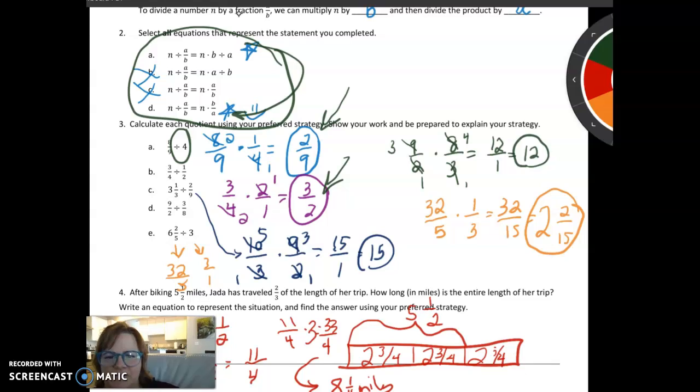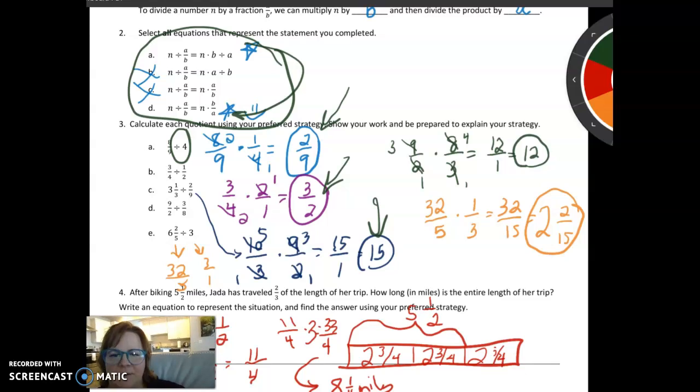3 1/3 divided by 2/9. Remember, we have to change that 3 1/3 to an improper fraction, 10/3. And then we're multiplying by the reciprocal of 2/9. So we're multiplying 10/3 times 9/2, and we get 15 over 1, or 15.